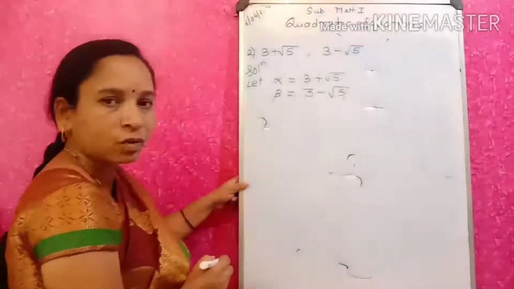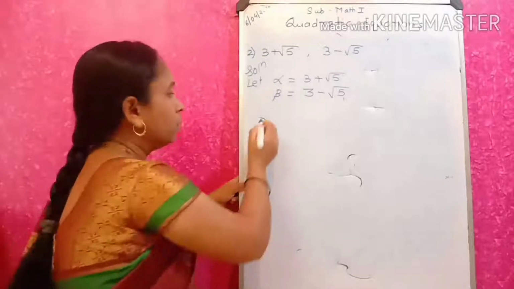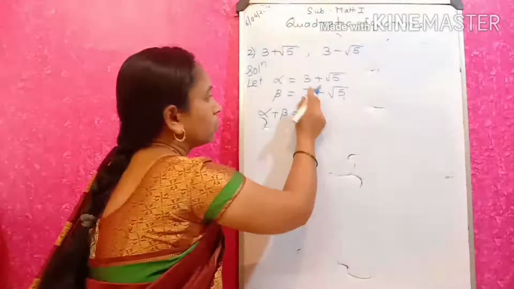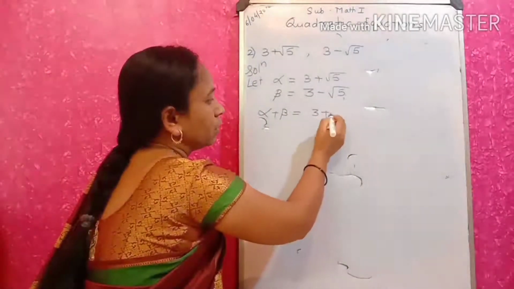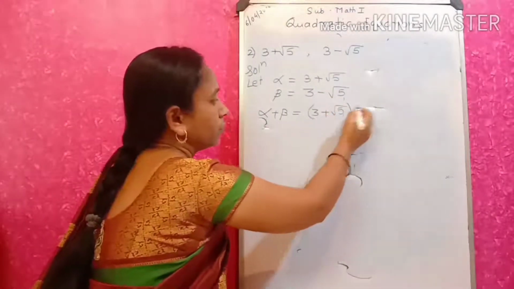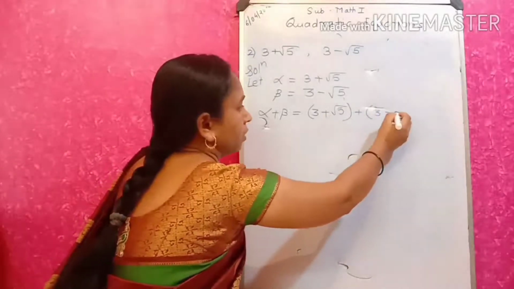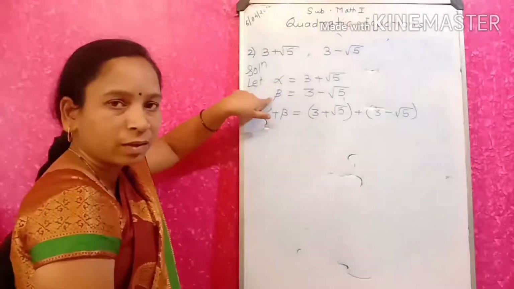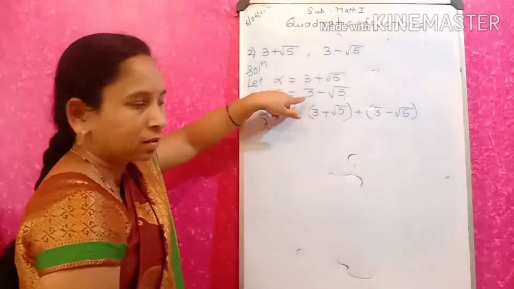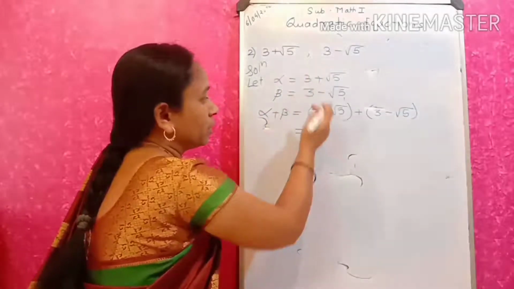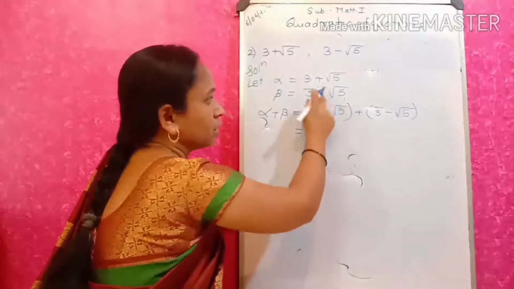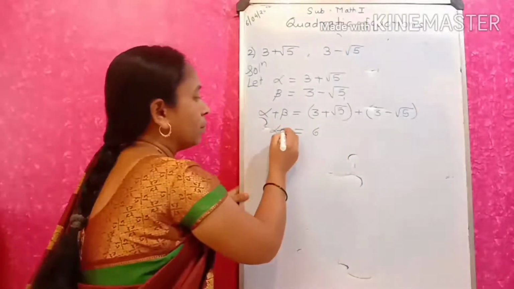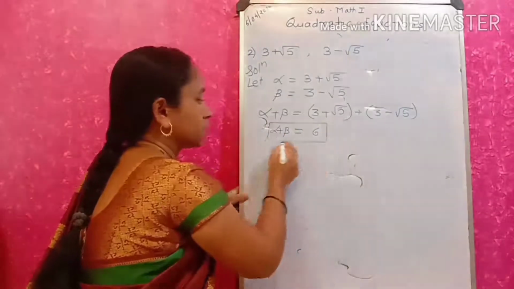Now we will find alpha plus beta and alpha into beta. Alpha plus beta is the addition of these two: 3 plus root 5 plus 3 minus root 5. Purposely I have written alpha and beta's values like this, so it is easy to add. So what is the addition? 3 plus 3 is 6, and root 5 will be cancelled. So alpha plus beta is equal to 6.